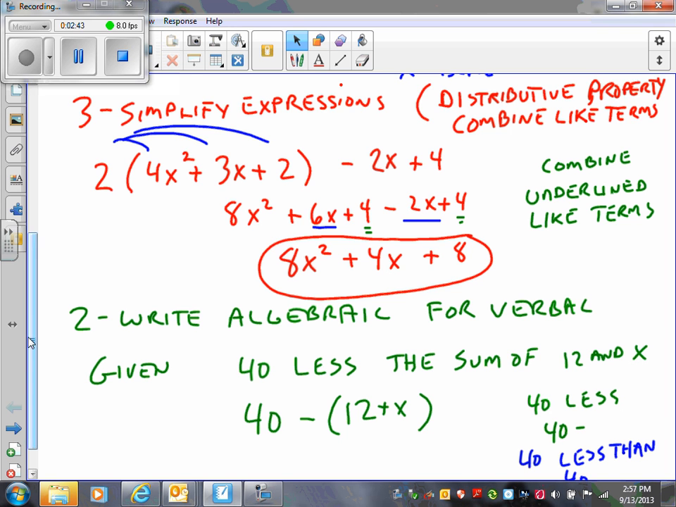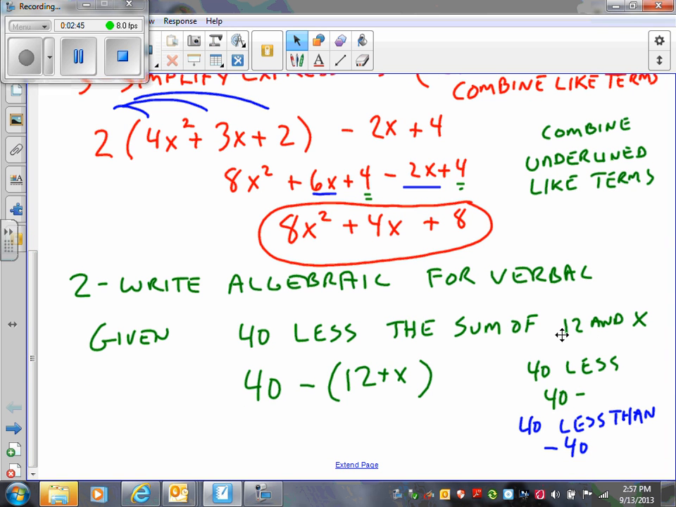Now I want you to pay particular attention to this note over here on the side. 40 less is 40 minus, but 40 less than is minus 40.